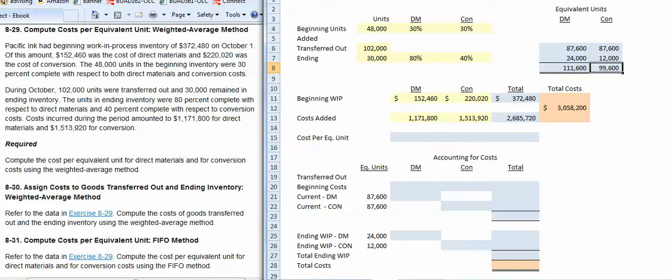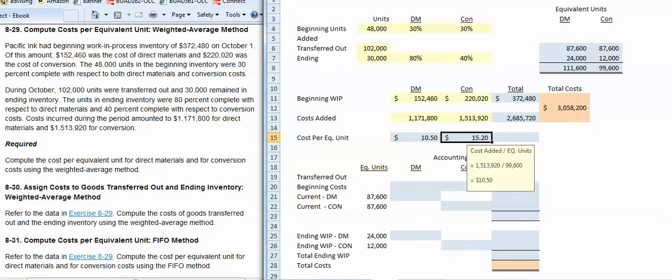Since our beginning work in process costs on a FIFO basis flow directly to goods transferred out, the only cost that we're going to consider in our equivalent units calculation will be the cost added. So we'll take our $1,171,800 in direct materials that we added this period and divide it by our 111,600 equivalent units for direct materials and get a cost per equivalent unit of $10.50.